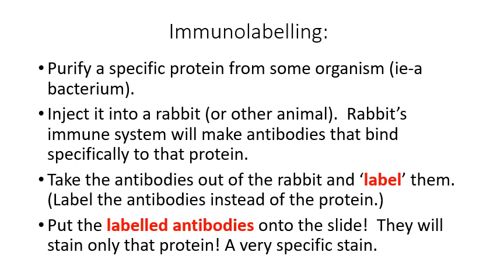And so what you do is you purify a specific protein from an organism that you're interested in, like a bacterium, right? So you purify a protein using biochemistry techniques, column chromatography or something like that, and then you inject it into a rabbit or some other animal. And the rabbit's immune system will make antibodies that stick specifically to that protein. And then you take those antibodies out of the rabbit's blood and you label them with either an enzyme or a fluorescent dye. And then you put these labeled antibodies onto the slide. They will stick only to that one specific protein and to no other protein. So that is an example of a very differential stain, a very specific stain.